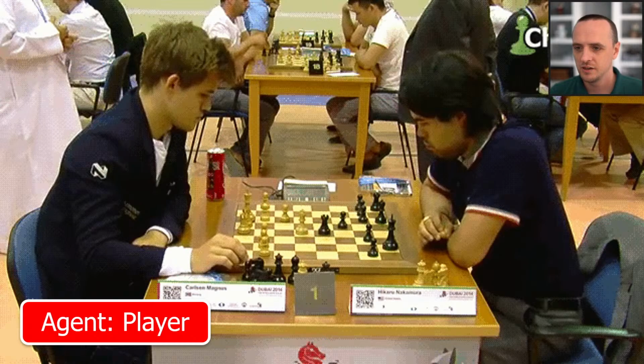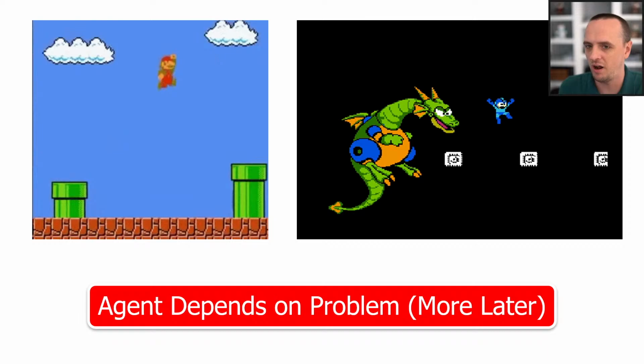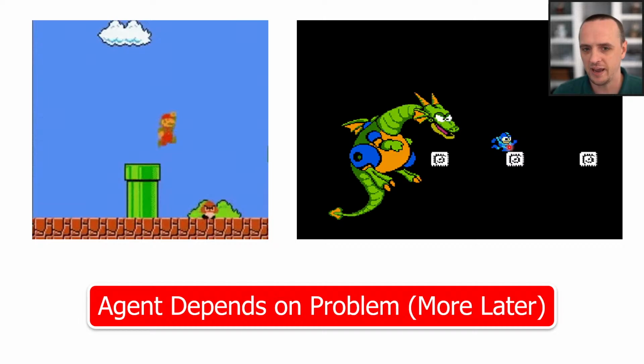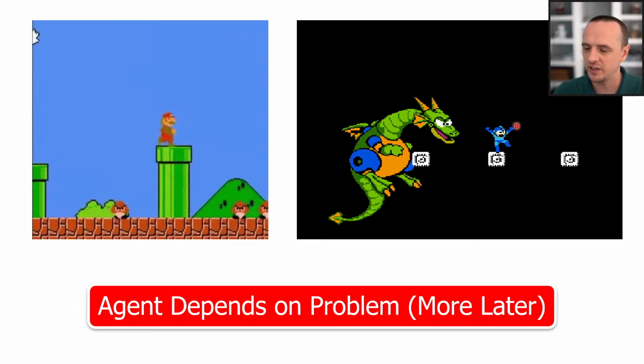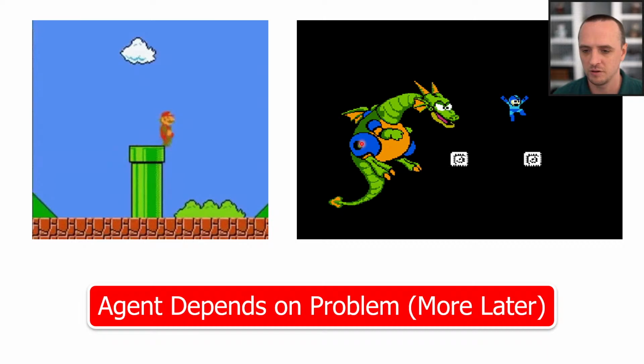If you're playing a board game like chess, then the agent is going to be the player. So you may think, oh, maybe the agent is the individual piece. No, in this case, it's the thing that's making the decisions, which is the player. And we'll see throughout the course that what the agent is depends on the problem, right? So for example, as we're playing the game, maybe the agent here is Mega Man. But if we're writing an AI system, whatever the thing is that we're trying to control and make decisions for, like for example, we could be trying to write an AI for this dragon chasing after Mega Man, maybe that is the agent, okay? So the agent depends on the problem and the problem specification.